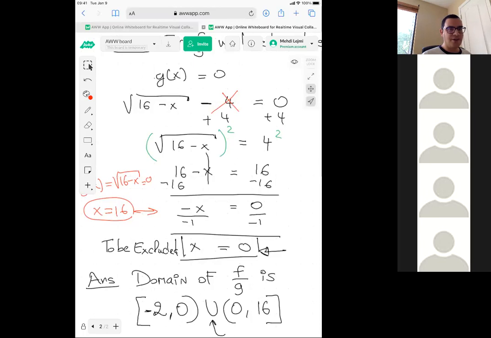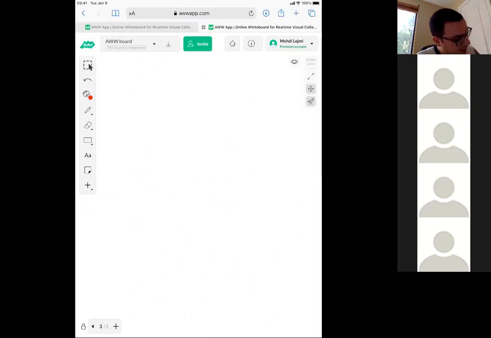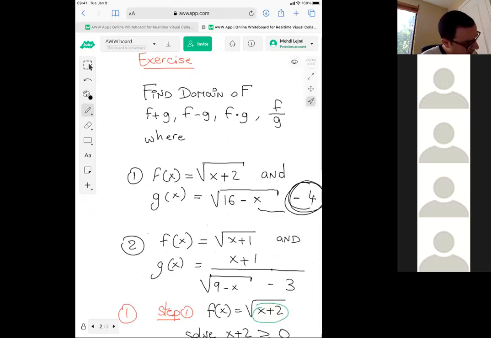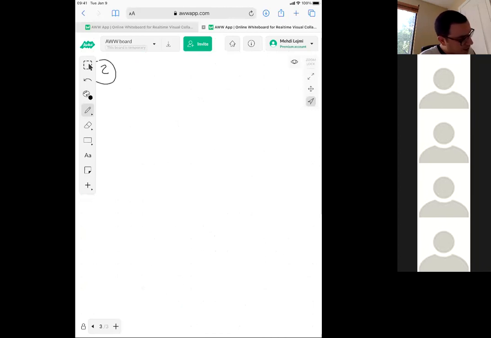Any other question, guys? All right, so let's do the next one. Let's move to the next page for number 2. So for number 2, f is the square root of x plus 1. So that's the first step. Let's do this quickly.